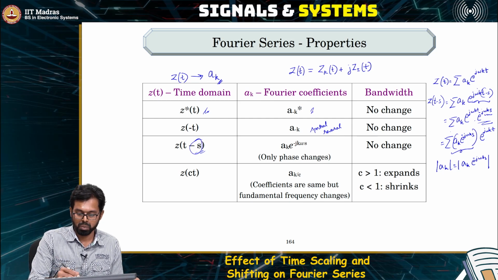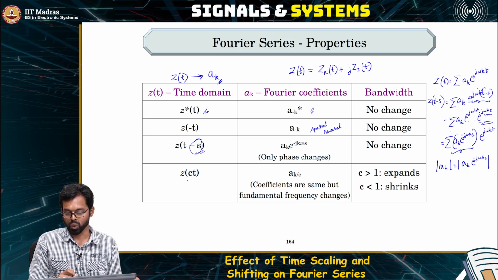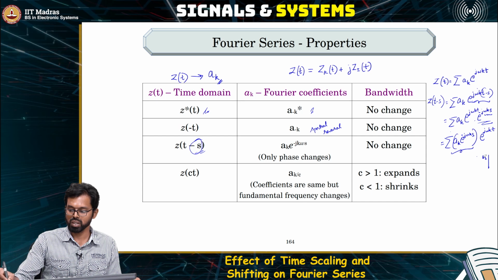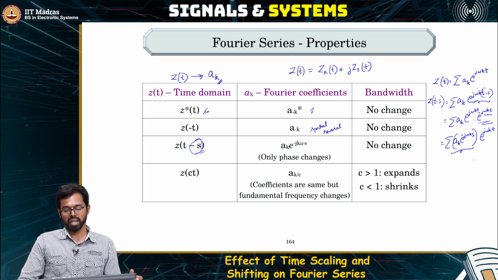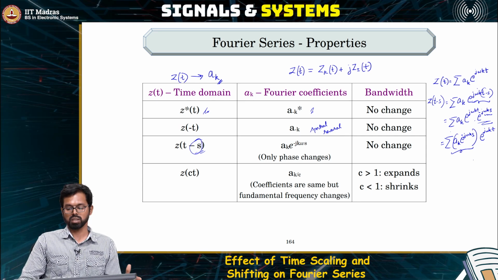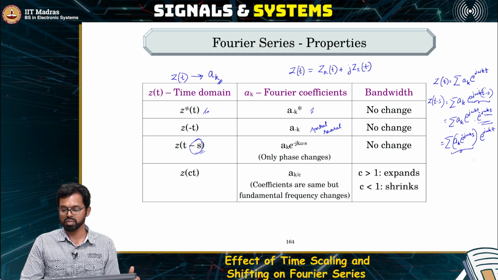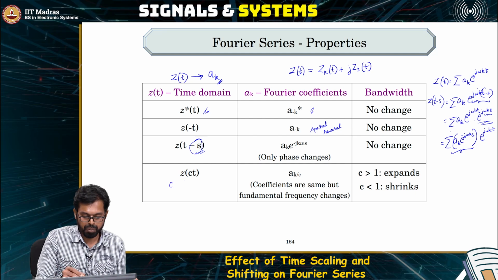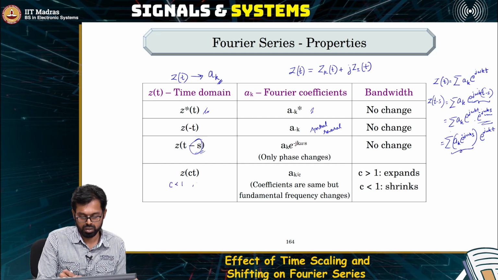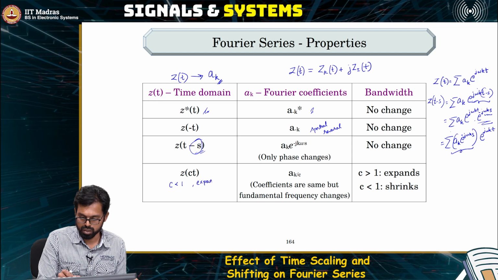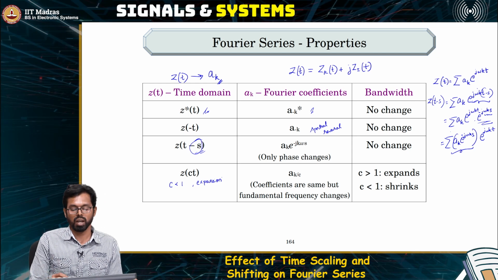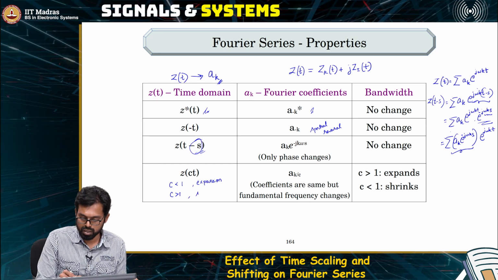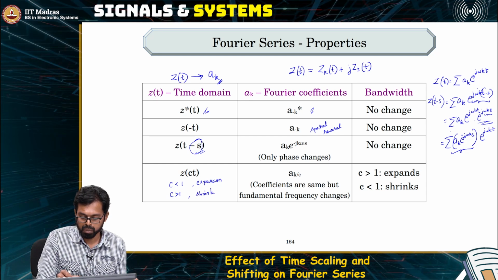Okay. Now what about time scaling? We already saw what happens when there is time shifting. What happens when there is time scaling? We know that when we time scale a signal, it either compresses or expands. So when does it expand? If there is an expansion in the time domain, it means that c is less than 1, and c greater than 1 implies there is compression in the time domain.